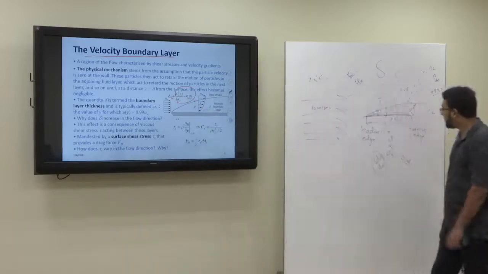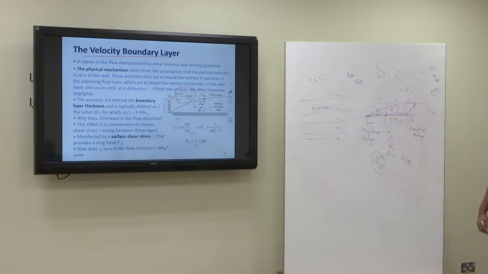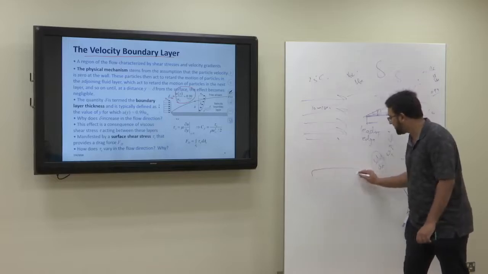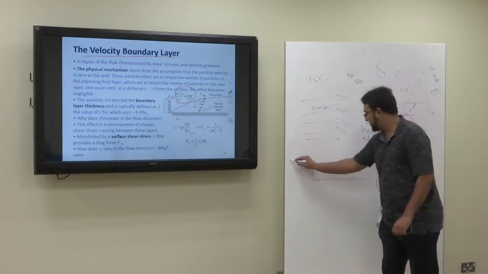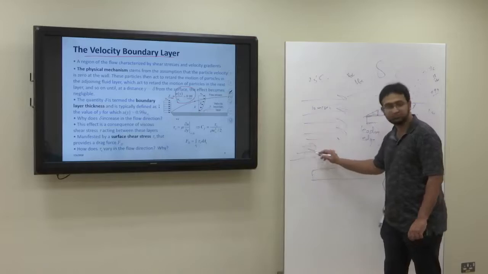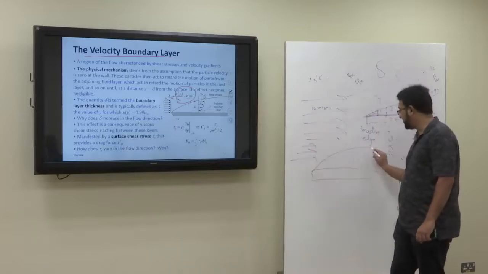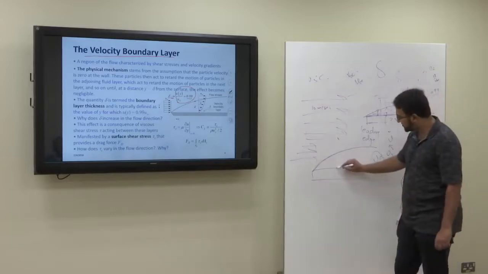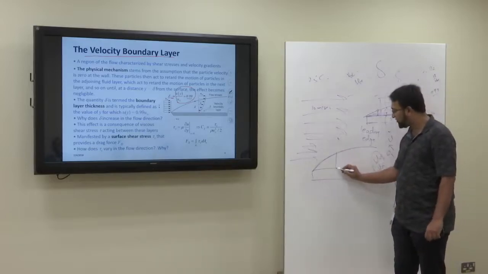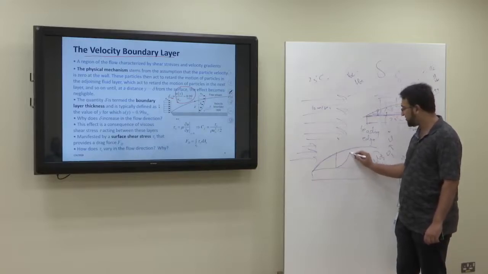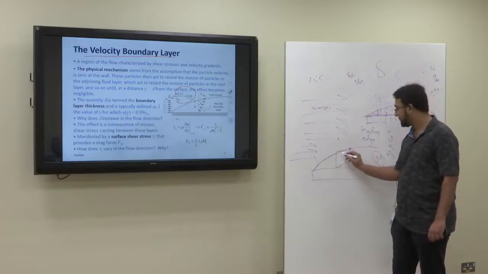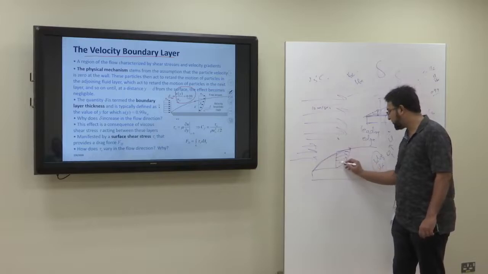If I want to draw the velocity profile, how would it look? So this is my object. Here the flow is coming. There is the boundary layer. At any point, suppose I consider this point, the velocity here is 0, then the velocity keeps on increasing until it becomes maximum, which is u infinity. So that's how your velocity profile would look.